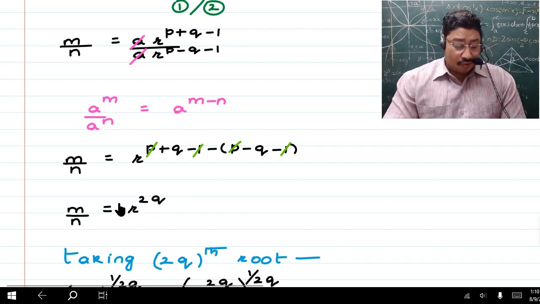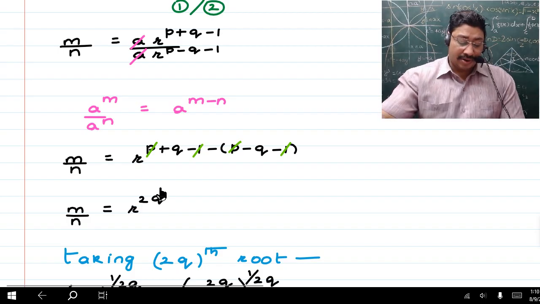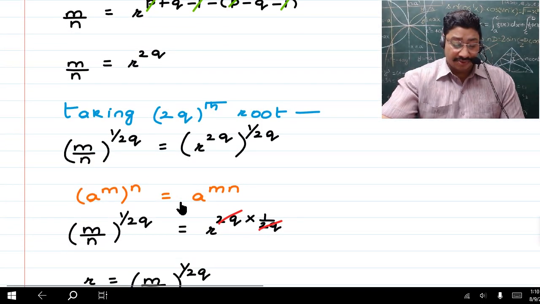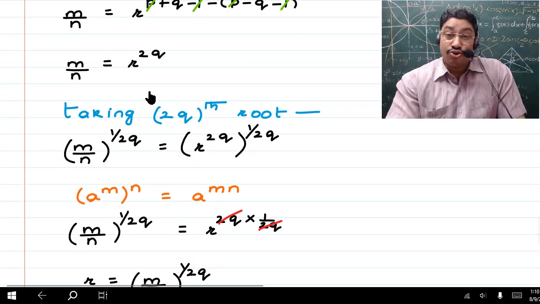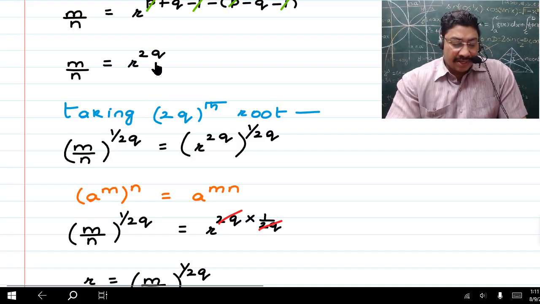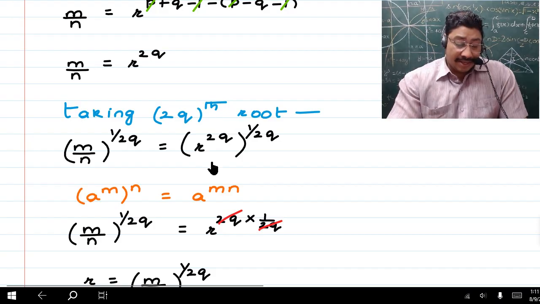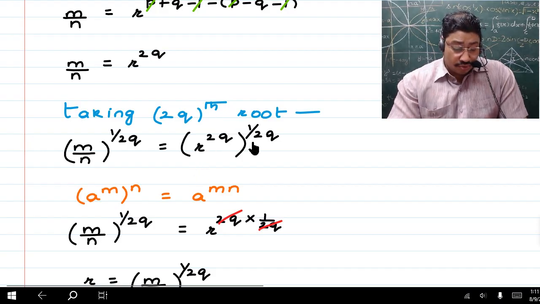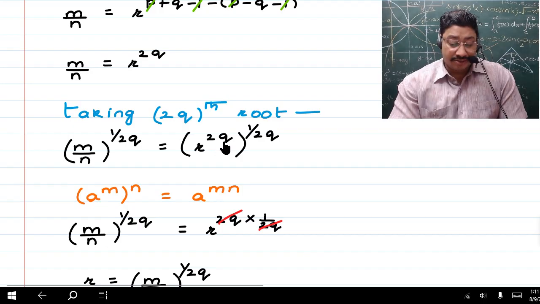So now on the left hand side, as we already had m upon n, we can make r the subject of the equation if we take the 2qth root of both the sides. So if we take the 2qth root of both the sides, meaning that whatever is there, the power will become 1 upon 2q. So we have m upon n raised to the power 1 upon 2q, which will further equal r raised to the power 2q whole raised to the power 1 upon 2q.